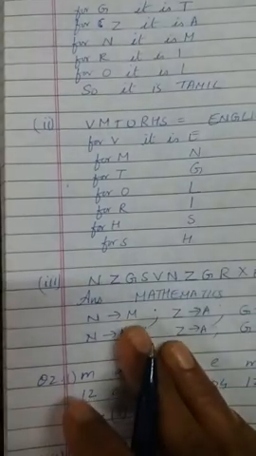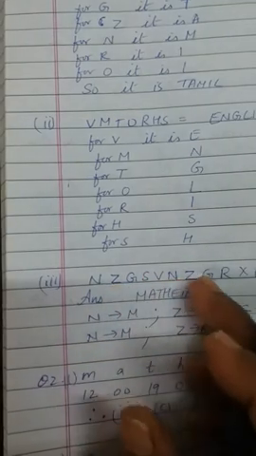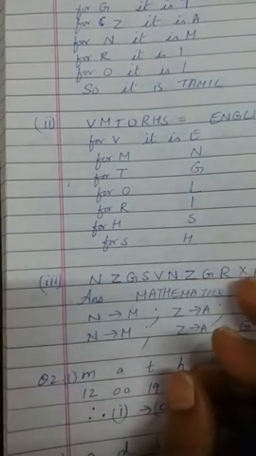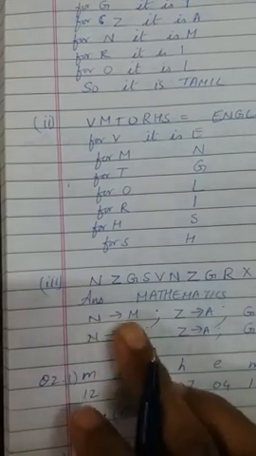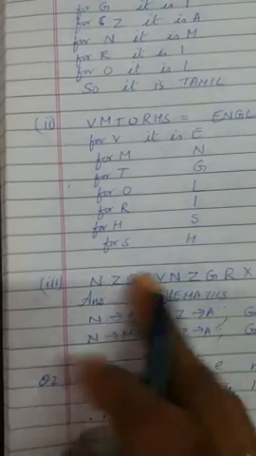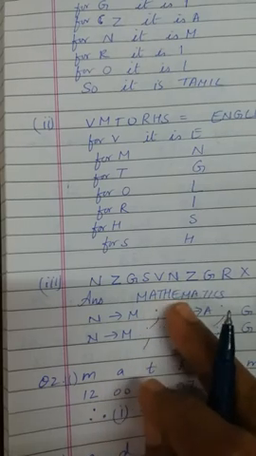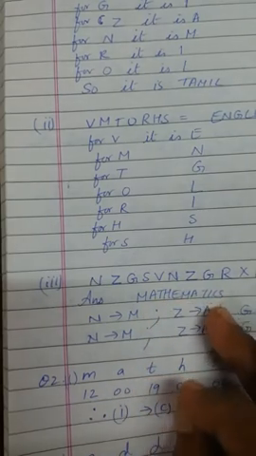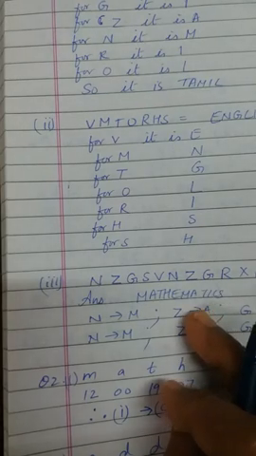Okay. Next is the third one you have. N, Z, G, S, V, N, Z, G, R, X, H. So instead of N, what will come? You see. Instead of N, you are getting M. Instead of Z, you are getting A. Okay, like that. So you pair that and see, you will get the answer. Mathematics. M-A-T-H-E-M-A-T-I-C-S.